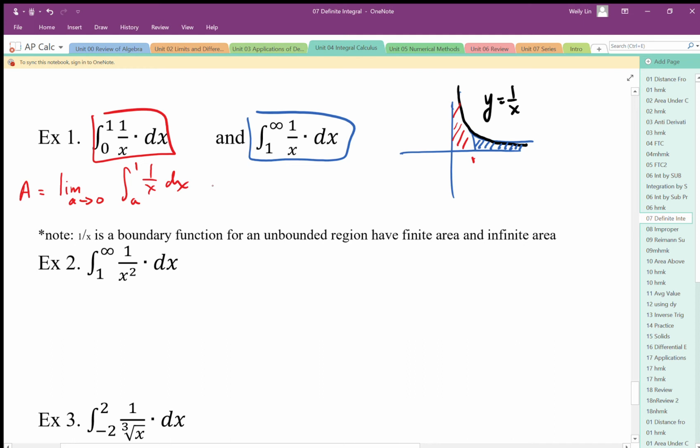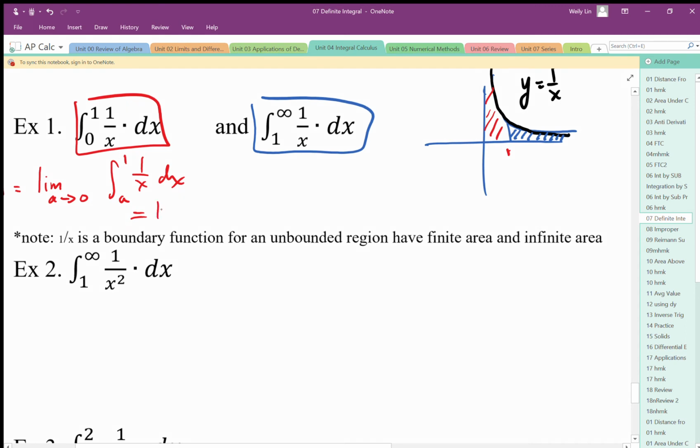So if I anti-differentiate this, I'm going to run out of space here, so I'm going to have to do it over here. This is the limit as a goes to 0, and the antiderivative is going to be the log function, log x, from a to 1. Okay, and then I can now calculate this. I can plug it in. So when I plug this in, I get log 1, which is 0, minus log of 0, which is negative infinity.